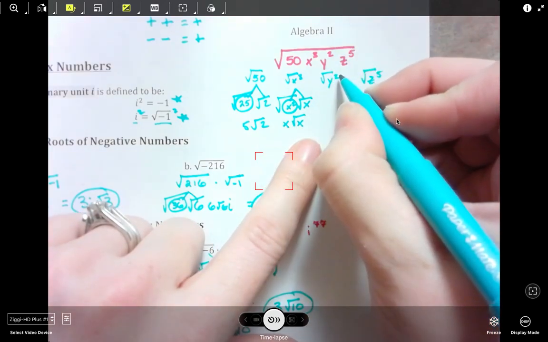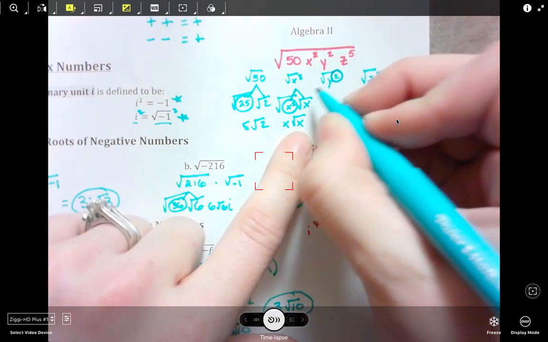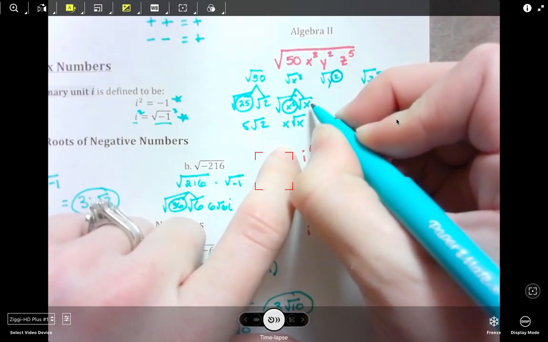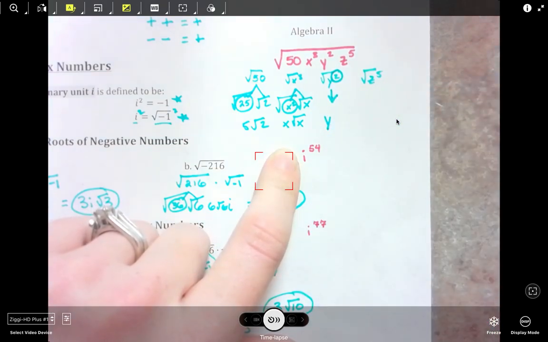Now, the square root of y squared, since this is an even number, I don't have to hang one of these off to the side like I did for x. This just pops straight out as y. The square root of y squared is y.